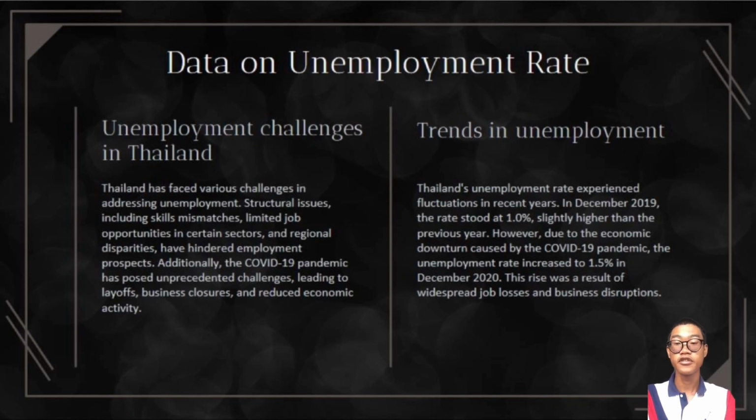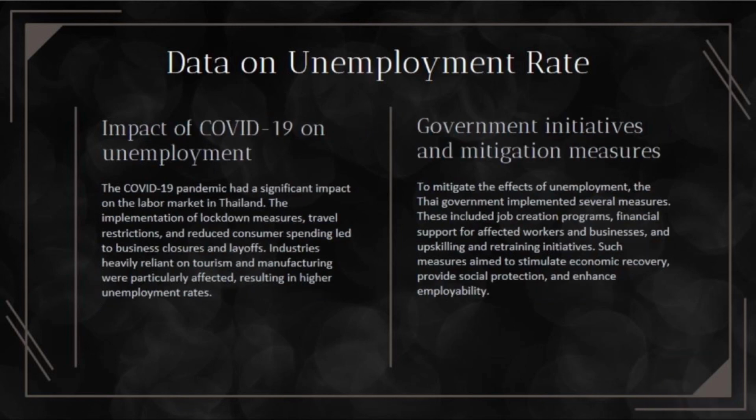Trends in unemployment. Thailand's unemployment rate experienced fluctuations in recent years. In December 2019, the rate stood at 1%, slightly higher than the previous year. However, due to the economic downturn caused by the COVID-19 pandemic, the unemployment rate increased to 1.5% in December 2020. This rise was a result of widespread job losses and business disruptions.